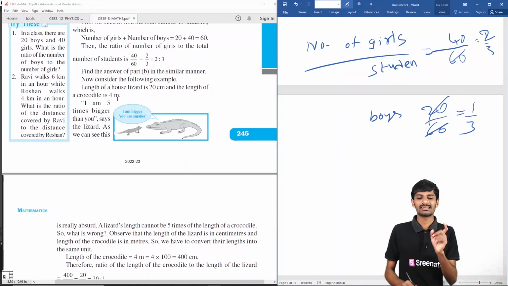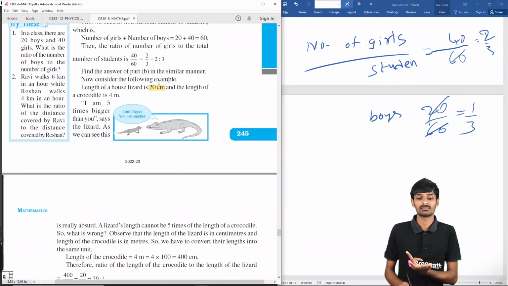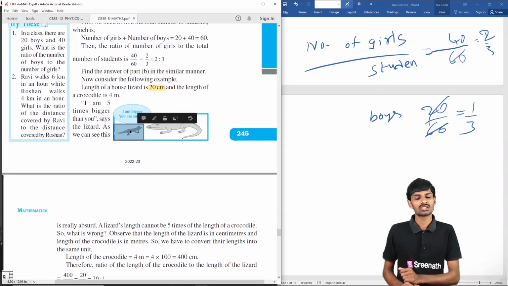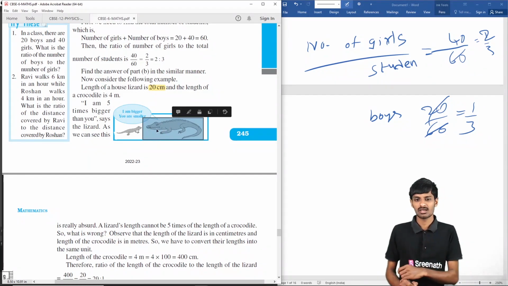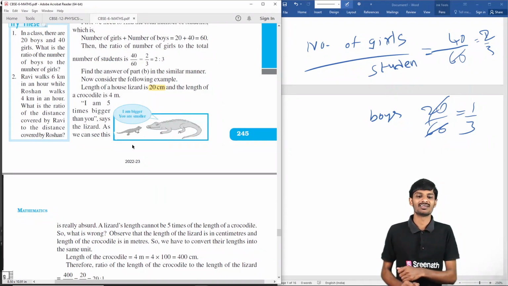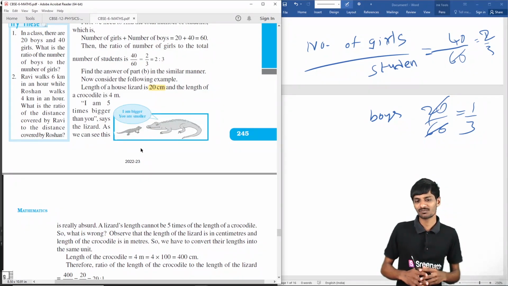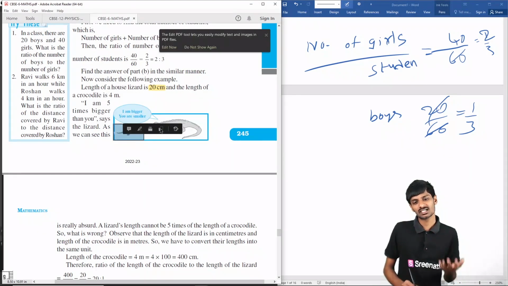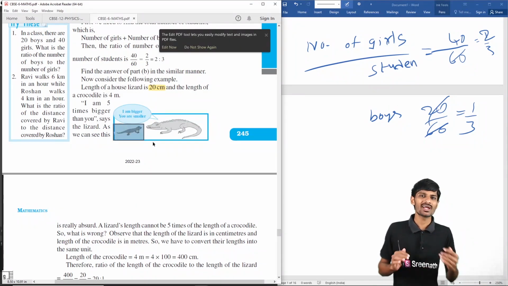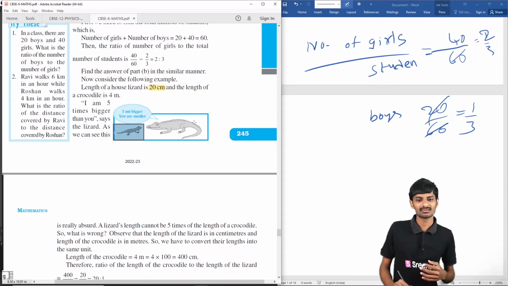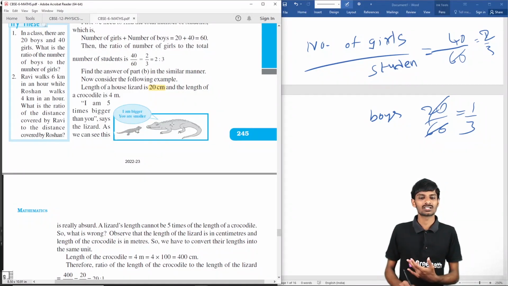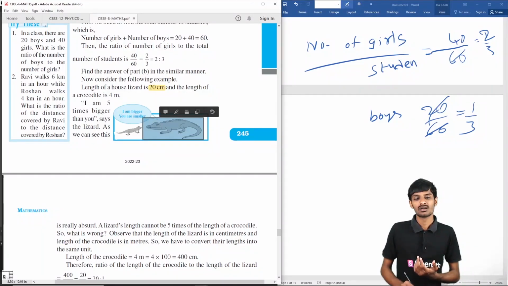And here, the length of a house lizard is 20 centimeters. There is a house lizard whose length is 20 centimeters. And the length of a crocodile is 4 meters. Then this lizard comes and tells the crocodile, oh, I am 5 times bigger than you. Is it true, students? But you can see that the crocodile is bigger than the lizard. But why did the lizard think that?